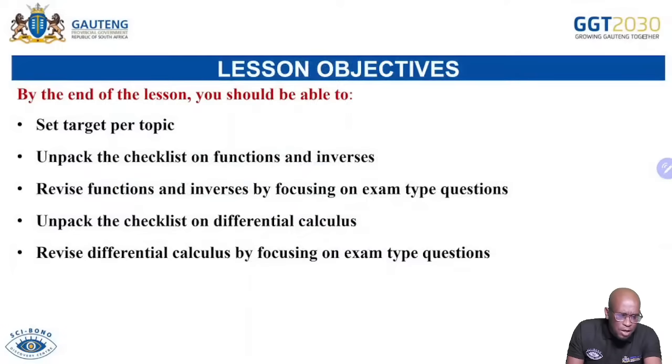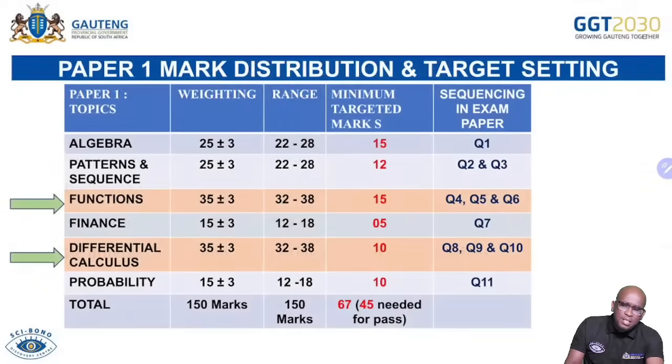All right. Now, let us look at paper 1, mark distribution and target setting. You can see algebra and sequences, they both weigh 25 with a variance of 3, which means they range between 22 to 28 marks. And then you can see differential calculus as well as functions. They are the most highly weighted topics in paper 1, okay?